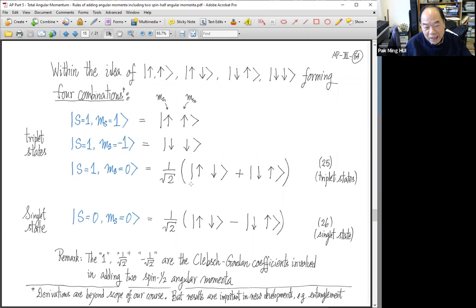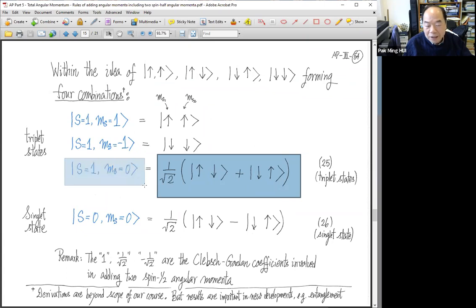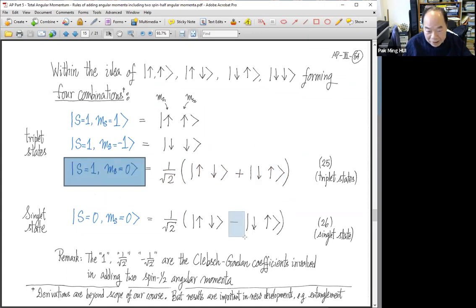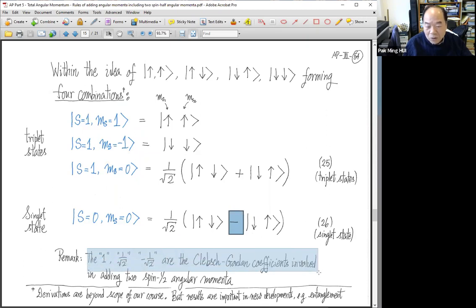Okay, so this is what I just said. We can do a linear combination of up, down and down, up. This particular plus combination will give us the triplet state with Z component being 0. The minus combination gives us this singlet state. Here you see there are coefficients. It is 1 over square root 2 here and there, and there's a minus 1 over square root 2. So these are what I just called the Clebsch-Gordan coefficients involved.